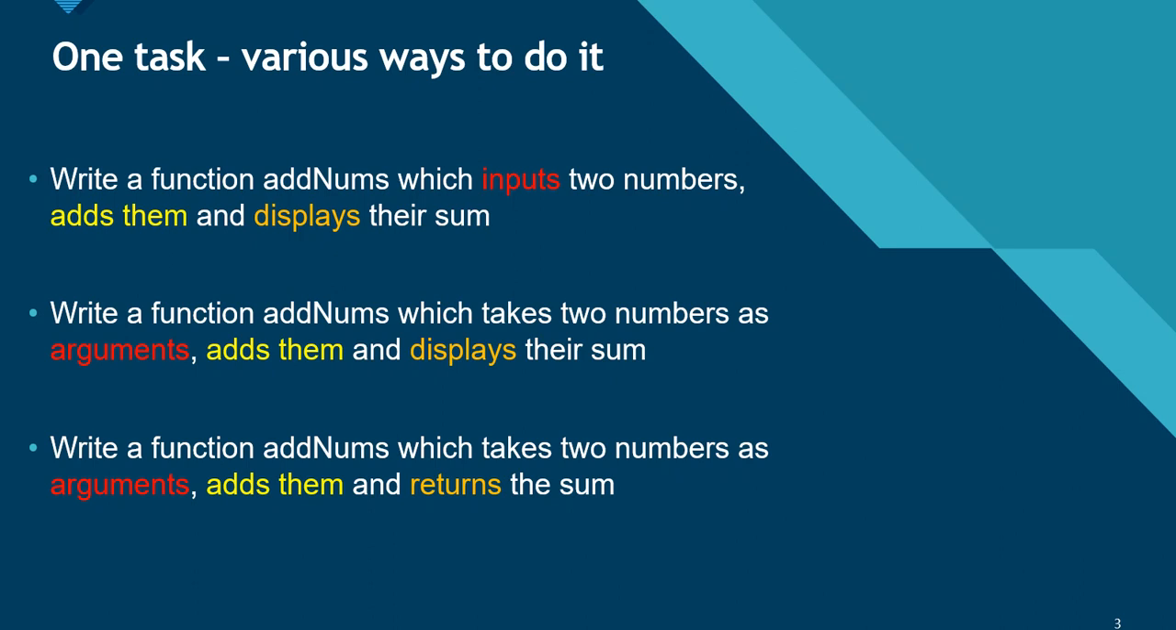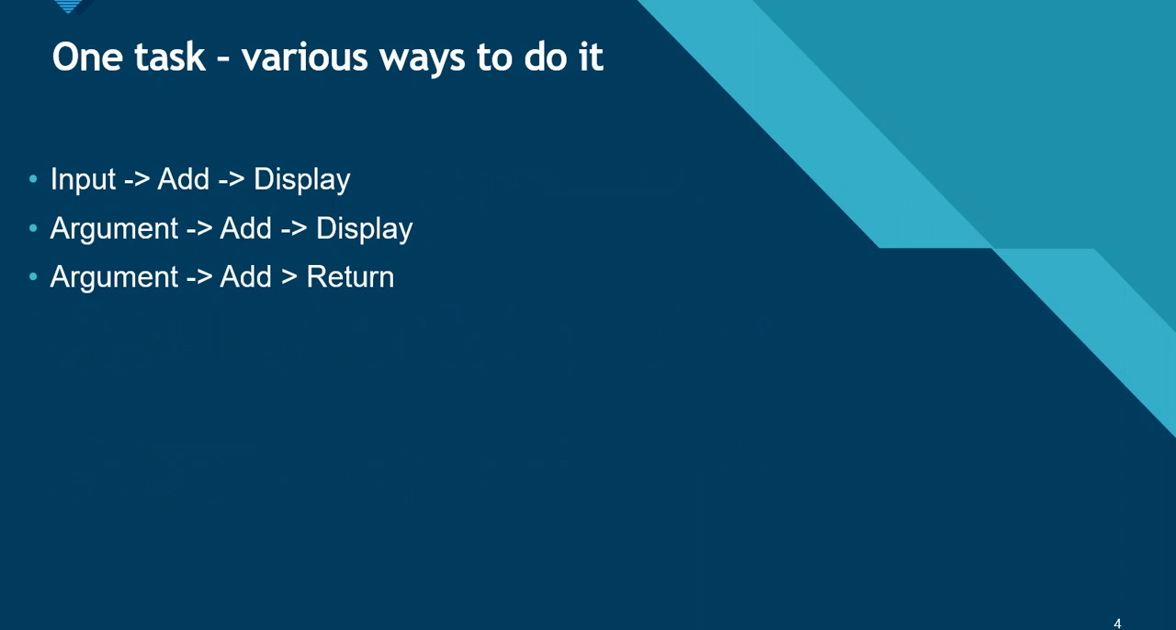Second question says write a function add nums which takes two numbers as arguments, adds them and displays their sum. And the third question says write a function add nums which takes two numbers as arguments, adds them and returns the sum. Now I have highlighted all the important parts of these questions. The first question says you need to input, then you need to add, and then you need to display. That means the result is supposed to be displayed.